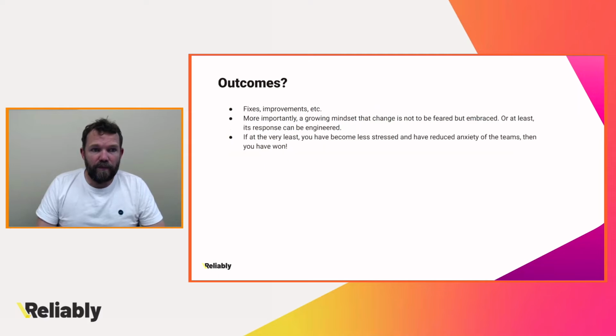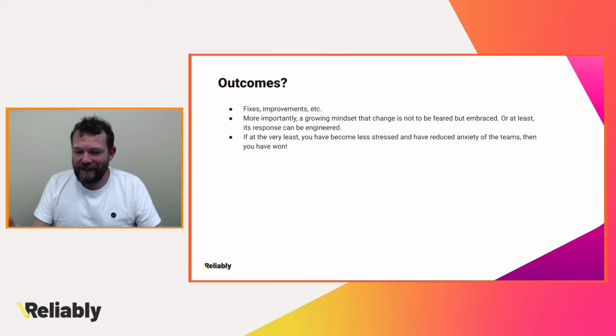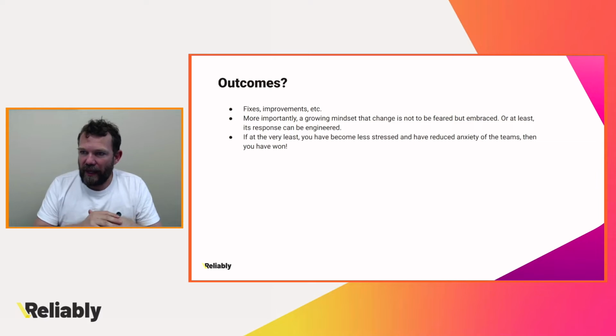And that's what you're looking for. So outcomes, like we saw, fixes and improvements, but to me, more importantly, it's a growing mindset among an organization, not even just engineers, but amongst the organization, that changes are not to be feared. We should embrace that. We basically changed the delivery pipeline. That's what we do. We are developing changes, if you will. So we need to figure out how that happens, and chaos engineering is one approach to do that. If the outcome is you being less stressed and reduced anxiety within teams, I think it's a big win.